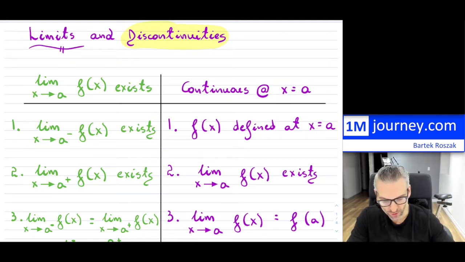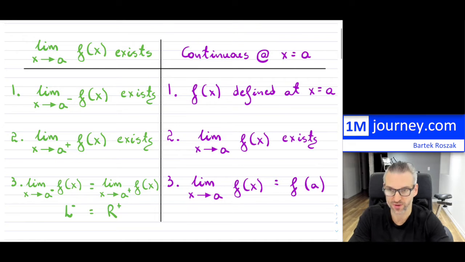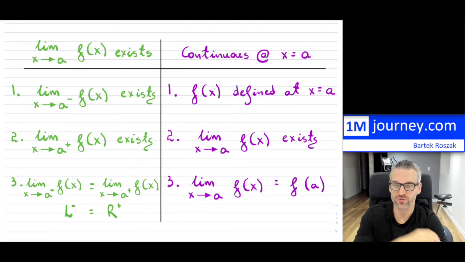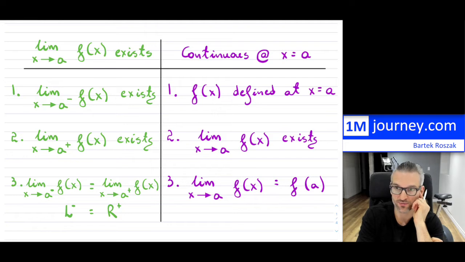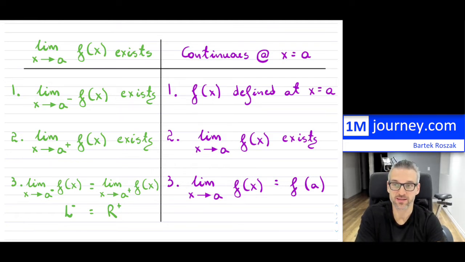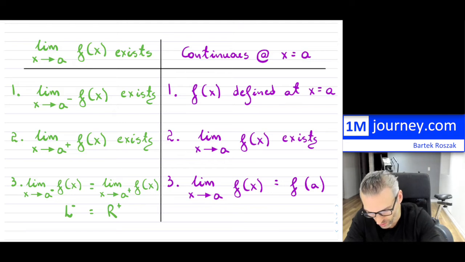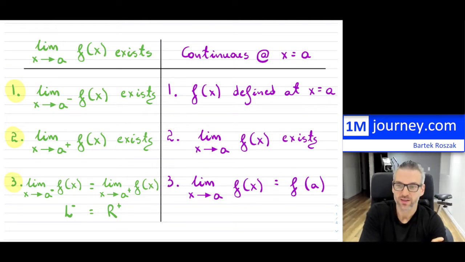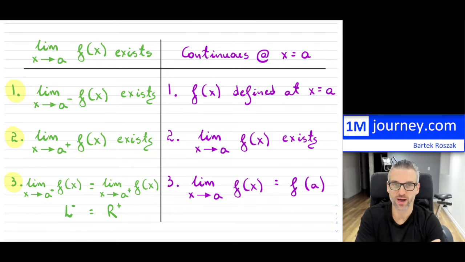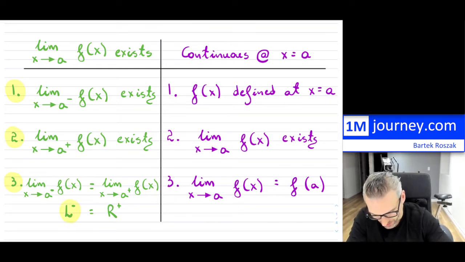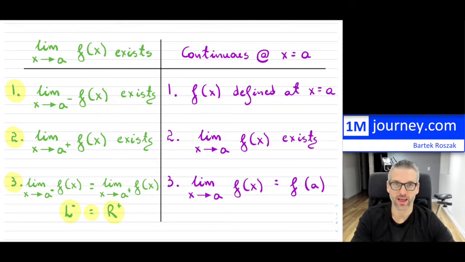Before we dive into discontinuities, here is the table that I utilize. On the left-hand side, the limit as x approaches a of some function f of x exists if three conditions hold. The left-hand limit exists, the right-hand limit exists, and they are equal to each other. If these three conditions hold, then we know that a limit at a exists.